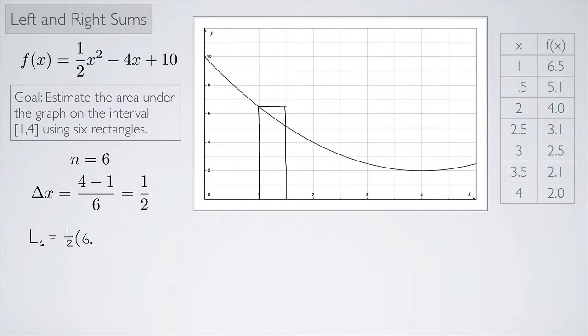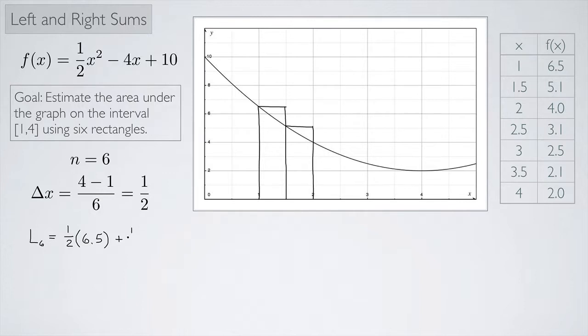So this is 6.5. And that right there is the area of my first rectangle. And I'm going to have 5 more of these. Okay, so the next one then is going to be right here. Remember, the left end of the rectangle is determined by where it hits the function. And so that is my next rectangle.